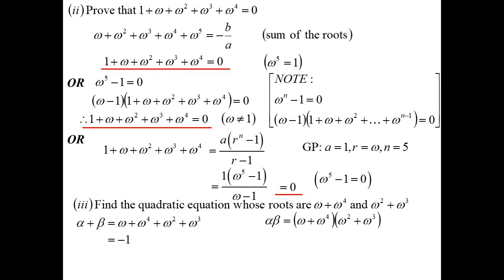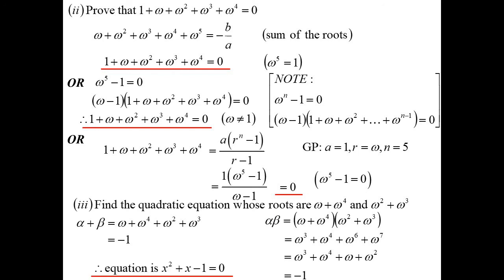Okay, product of the roots. Omega plus omega to the 4 times omega squared plus omega cubed. If we expand the whole thing out, we get omega cubed plus power of 4, power of 6, power of 7. But remember, omega to the power of 5 is equal to 1. So I can rewrite that. Omega to the 6 is the same as omega. Omega to the 7 is the same as omega squared. And we have, yet again, the same thing: omega, omega squared, cubed, 4, which is negative 1. We know our quadratic will be x squared minus the sum of the roots times x plus the product. So we'll end up with x squared plus x minus 1 equals 0.